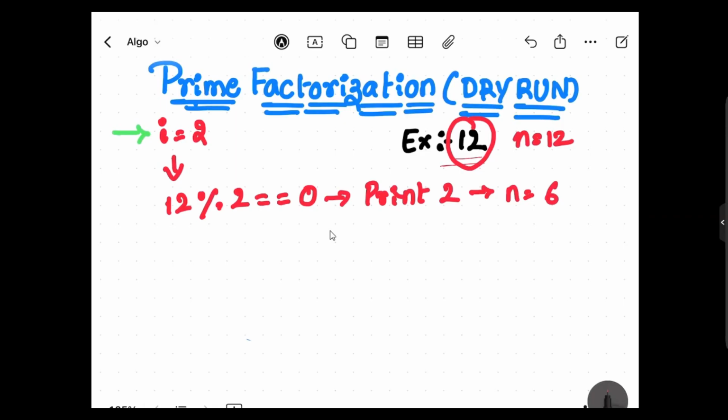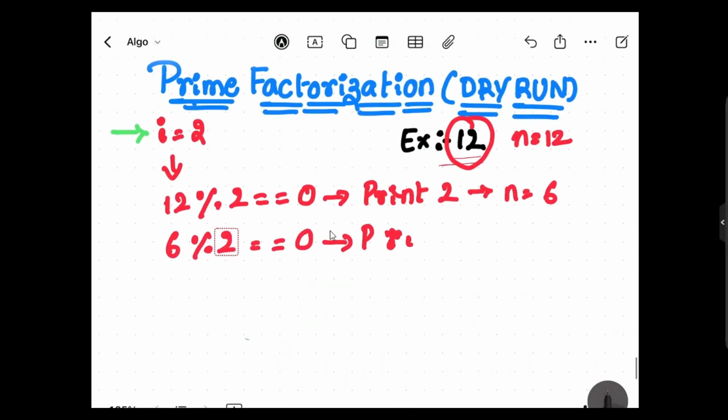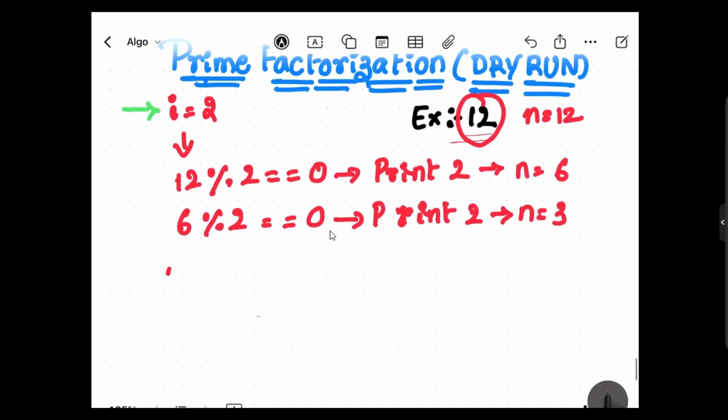So this is fine. Next, I'll go with 6 modulo 2 here. So this is also equivalent to 0. So we'll print 2 again. Now n becomes 3.